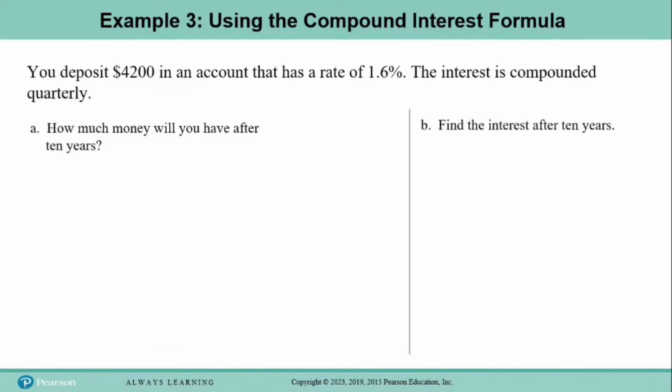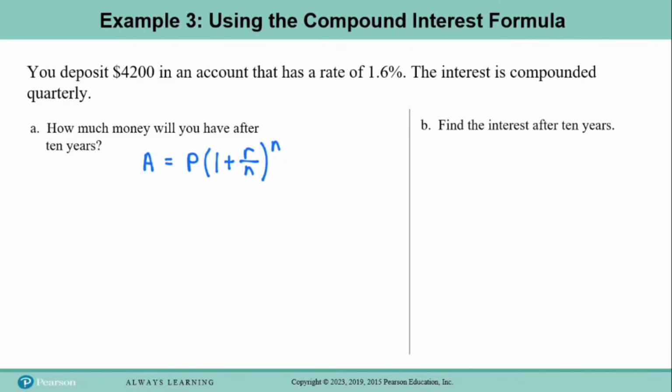And here is example 3. Now, if you want to pause the video and try this on your own, I think that's a great idea. And now I'm going to go through this problem with you. So it says you deposit $4,200 in an account that has a rate of 1.6%. The interest is compounded quarterly. How much money will you have after 10 years?